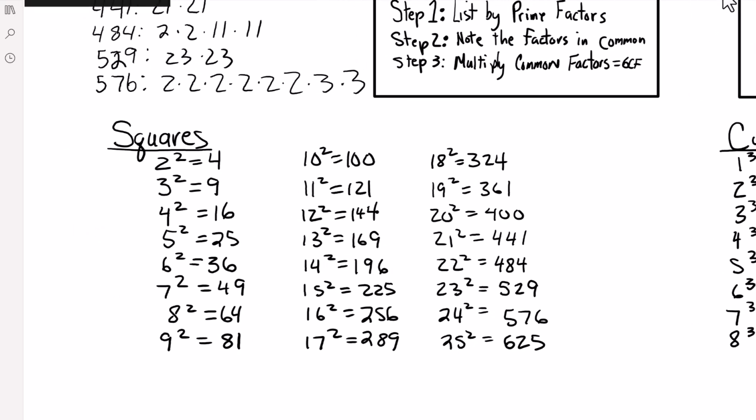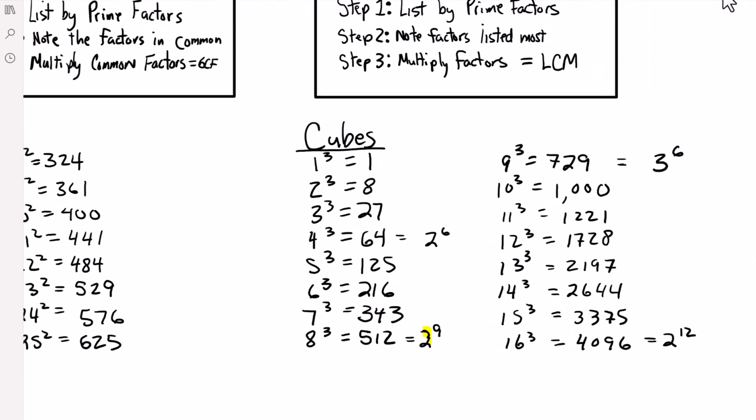So one way to think about that, 2 squared is 4. So the square root of 4 is 2. Square root of 9, 3, and so forth. Okay, over here to the cubes. Cube root of 1 is 1. And by the way, you can't take the square root of a negative number because a negative times a negative is positive.